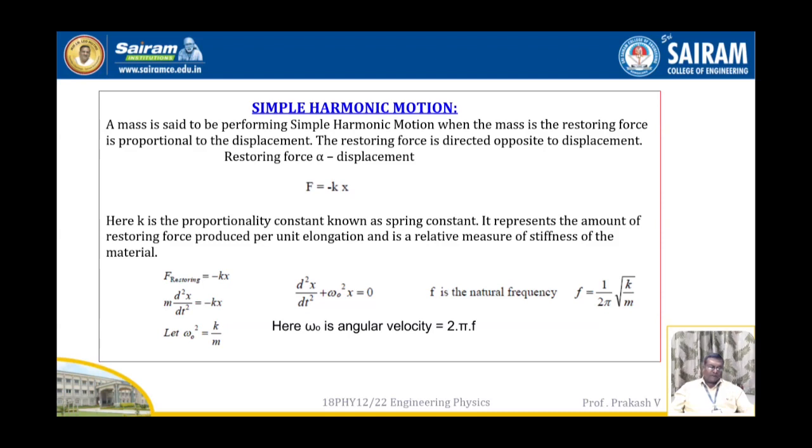If we divide this equation throughout by m, we arrive at one more equation. If we consider omega naught square is equal to k by m, then the above equation takes the form d square x by dt square plus omega naught square into x is equal to 0. Here omega naught is called angular velocity, which is equal to 2 pi f, and f is the natural frequency given by 1 by 2 pi into square root of k by m.